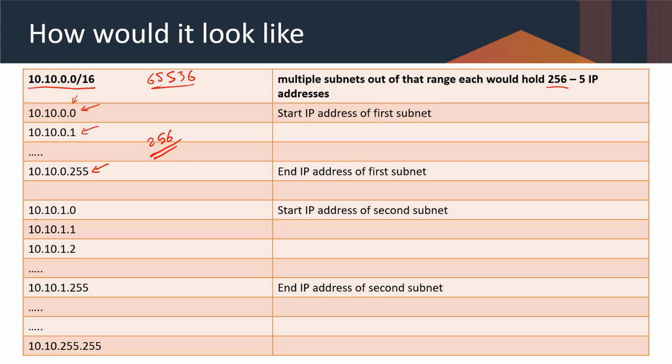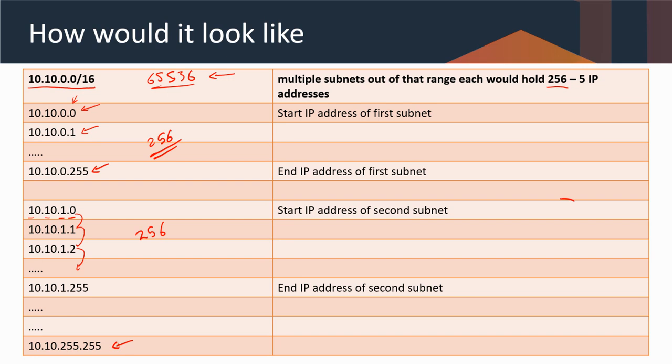The next subnet is going to start at 10.10.1.0, and then it will keep going up, .0, .1, .2, .3, .4, until we reach 1.255, and that is going to give us 256 IP addresses more. And then we keep slicing that large network into multiple smaller subnets, each of which contains 256 IP addresses, until we reach the max IP address that we can get to, which is 10.10.255.255. And that's the last IP address that is usable within that VPC.